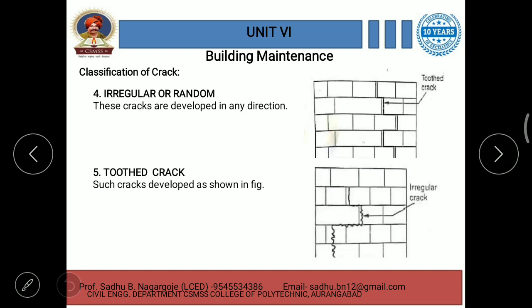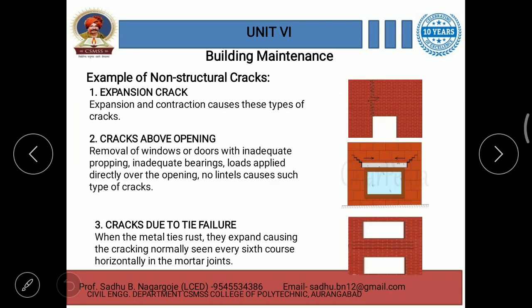Okay, the fourth one is irregular or random cracks. These cracks develop in any direction, irregular like this. Okay, these are irregular cracks. Then tooth cracks. Such cracks develop like this. Okay, these are tooth cracks. Now examples of non-structural cracks. These are some practical examples mentioned.